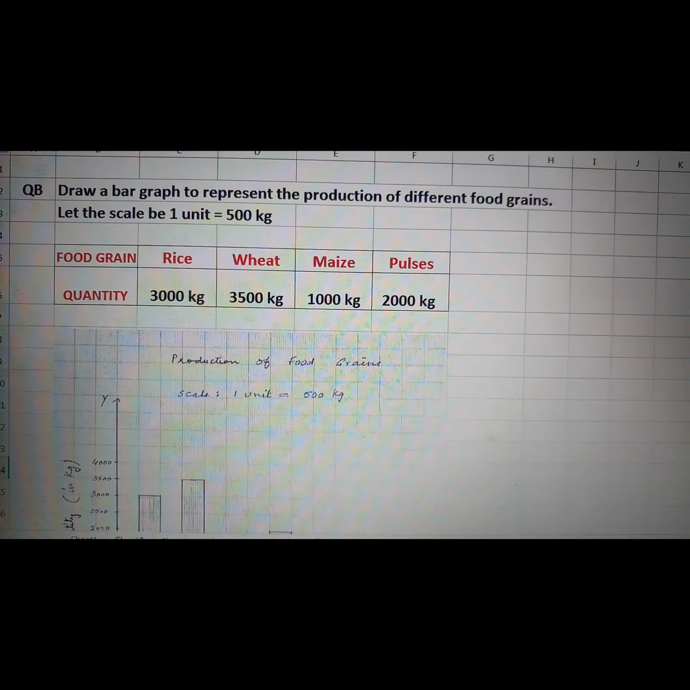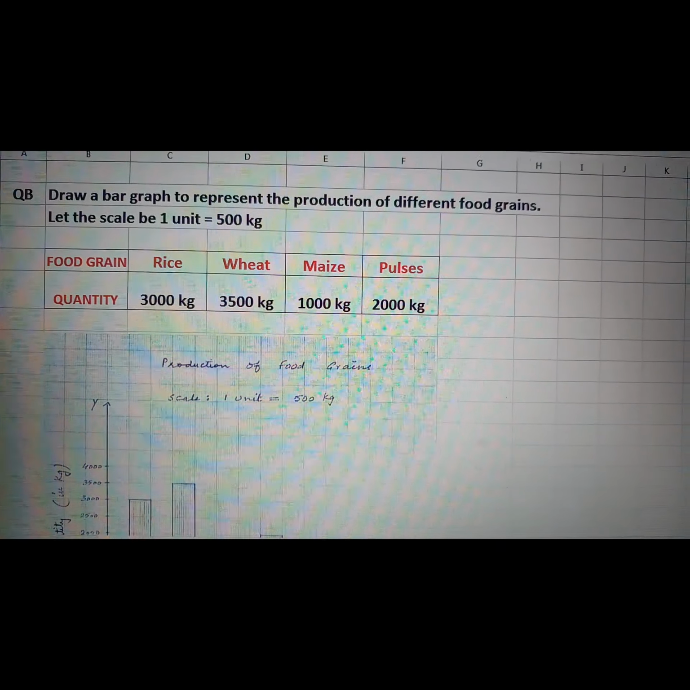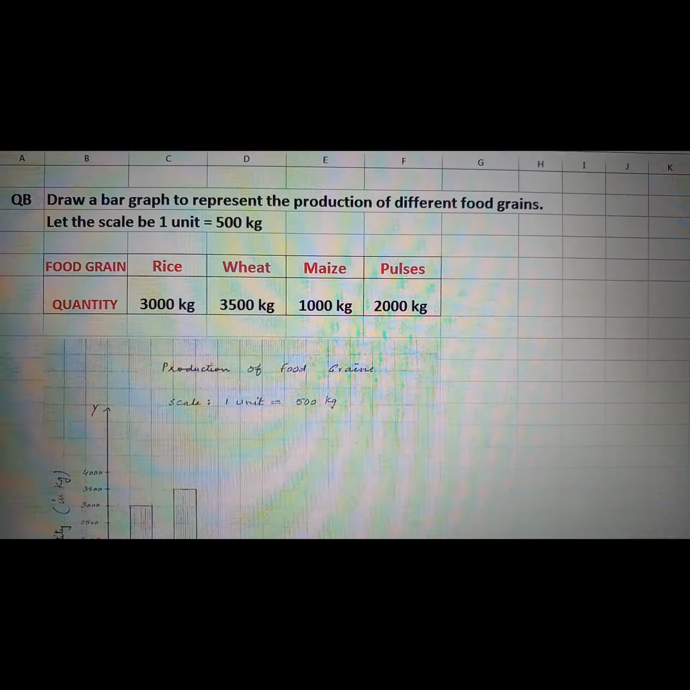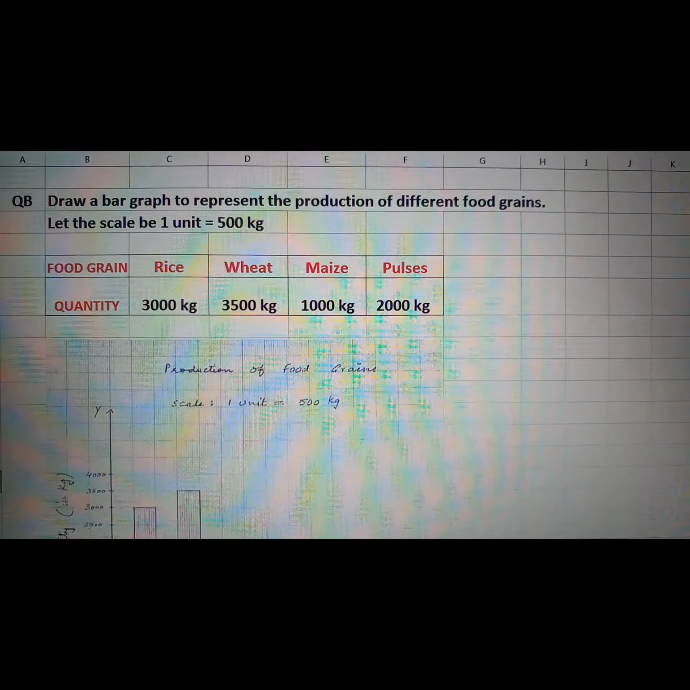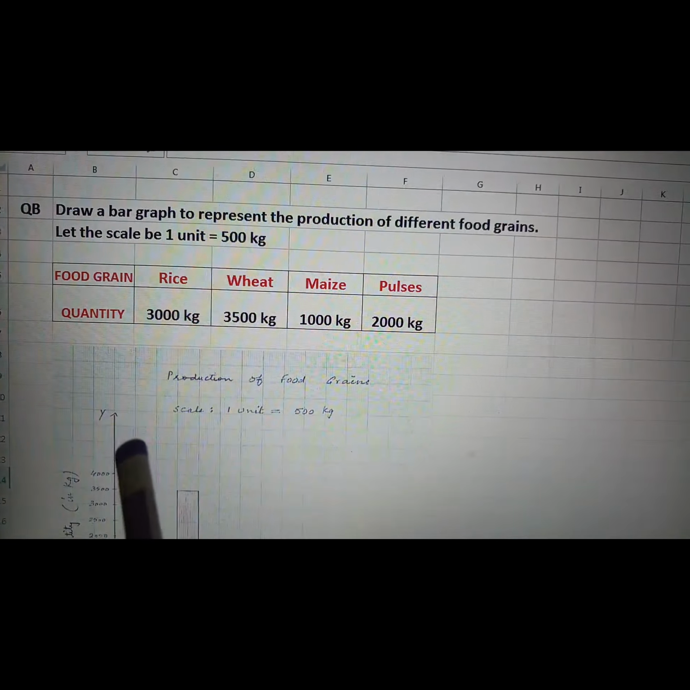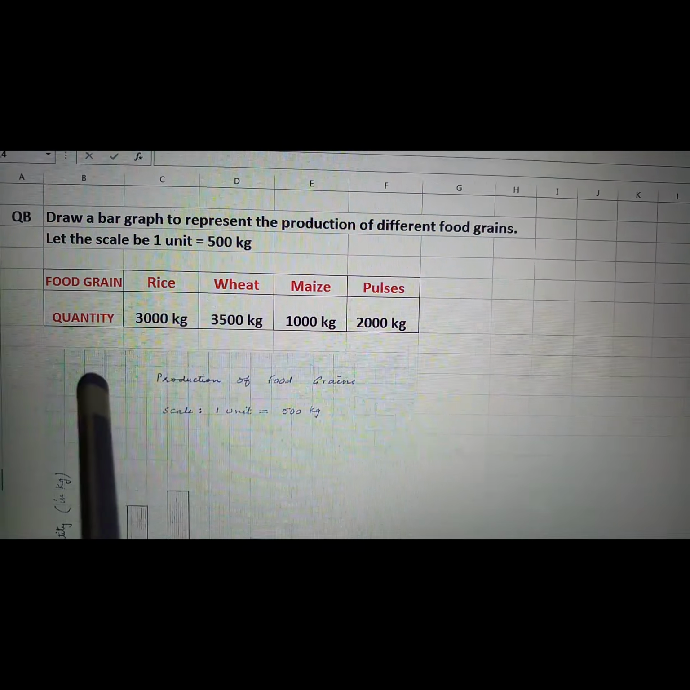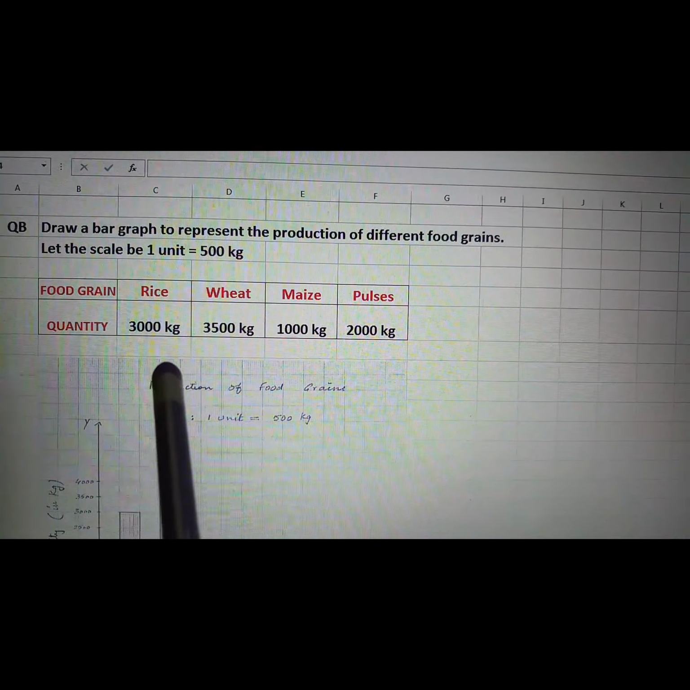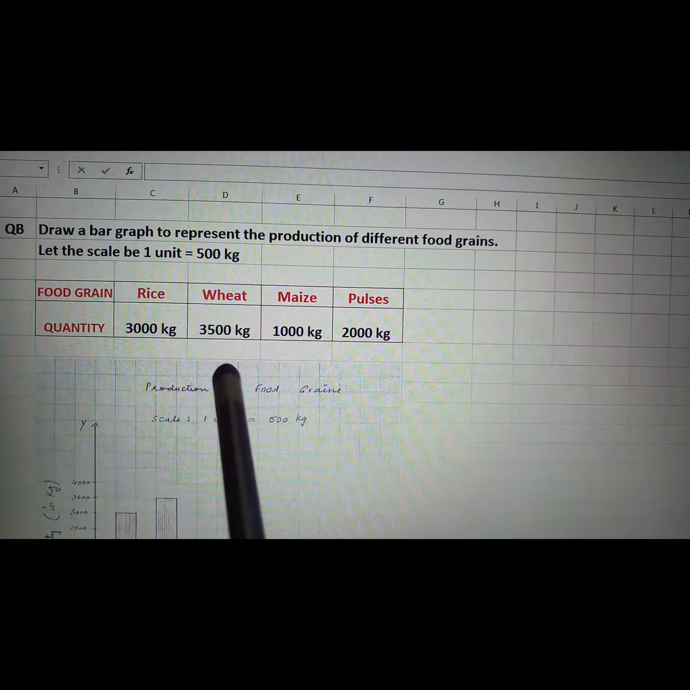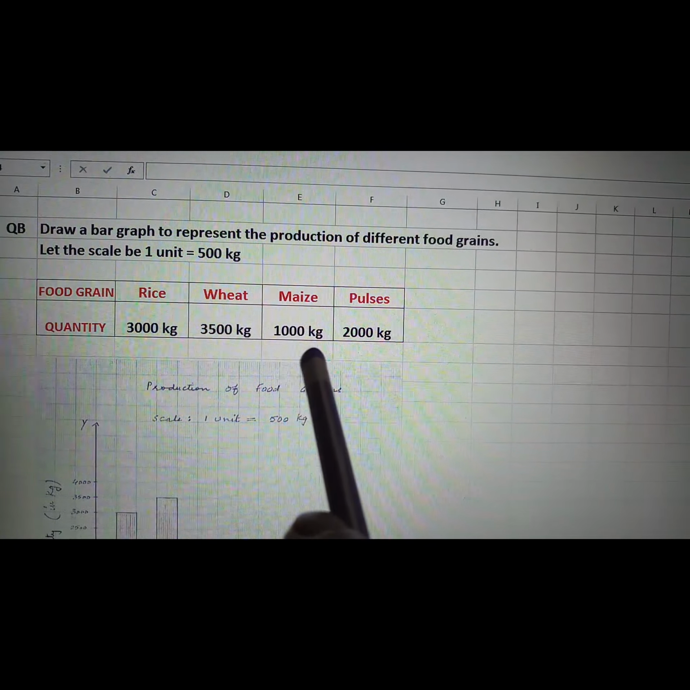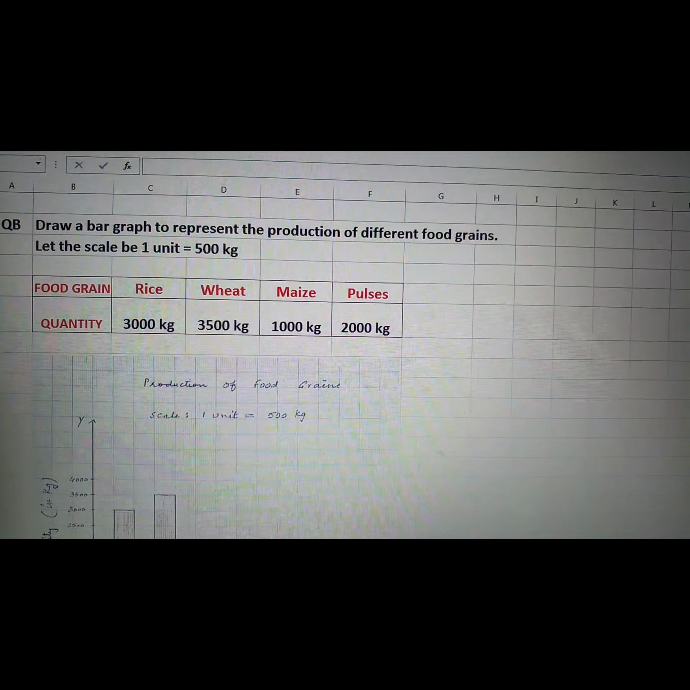Question B is draw a bar graph to represent the production of different food grains. Let the scale be 1 unit equal to 500 kg. Food grains are rice, wheat, maize and pulses. And the quantity produced 3000 kg rice, 3500 kg wheat, 1000 kg maize and 2000 kg pulses.